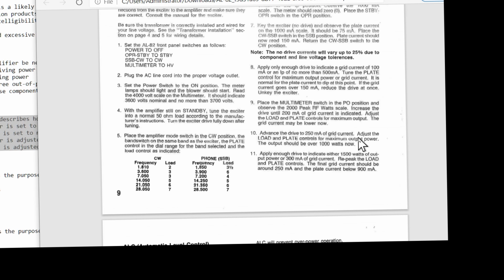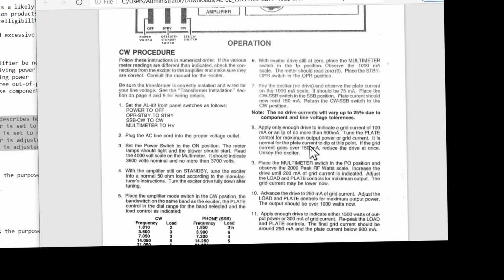It does indicate in the instructions that there may be a dip, but again, step 10 is advance the drive to 250 milliamps, adjust the load and plate controls for maximum power output of 1,000 watts. That's one of the steps. So when they talk about peak, you're adjusting for maximum power output.